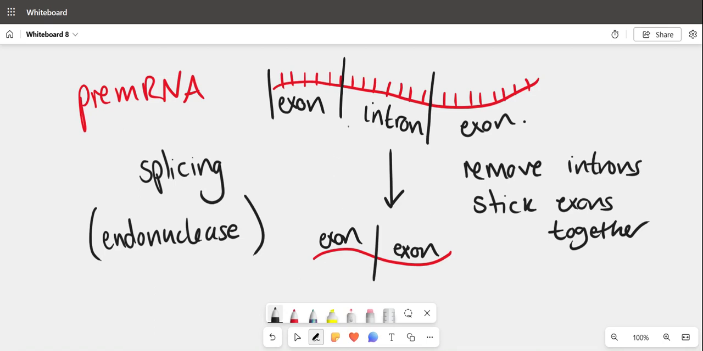Okay, so that process there just fits in between transcription and translation.